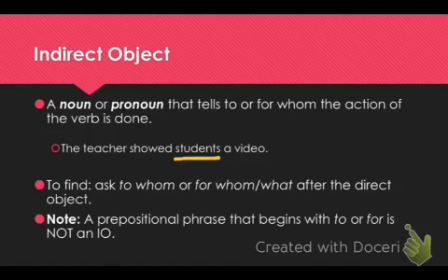Students. Now please note that a prepositional phrase that starts with to or with the preposition for is not an indirect object. In that case, it would be a prepositional phrase with to or for as the preposition, and then the noun or pronoun after it as the object of the preposition.